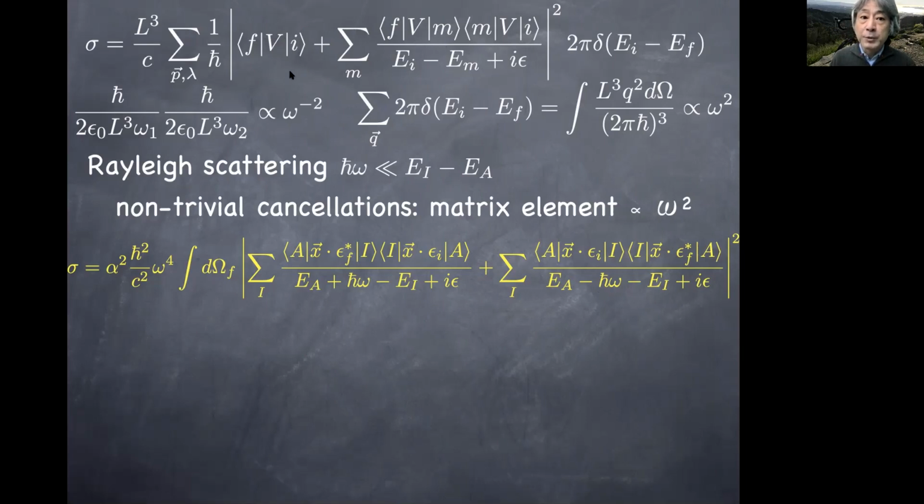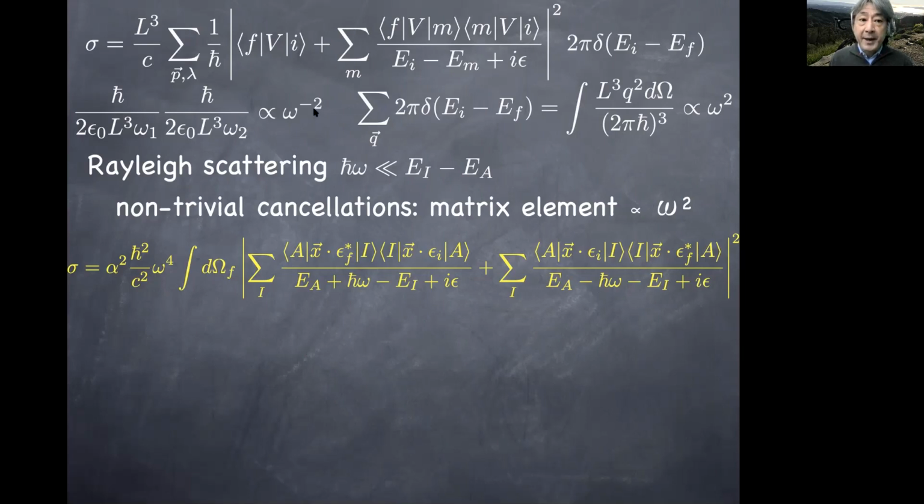So I already rewrote the first term in this big parentheses into a form that looks similar to the other terms, and already achieved the cancellation which is going to happen among them, and extracted this omega squared in the matrix element up front to the omega to the fourth.